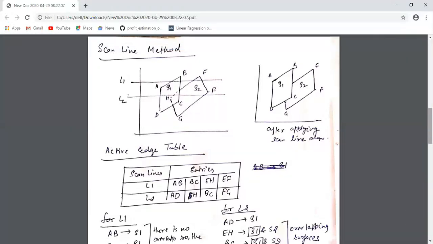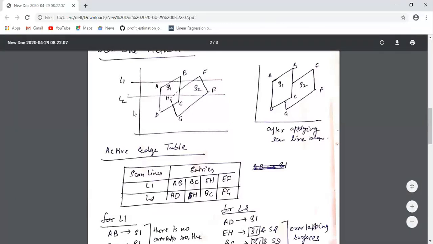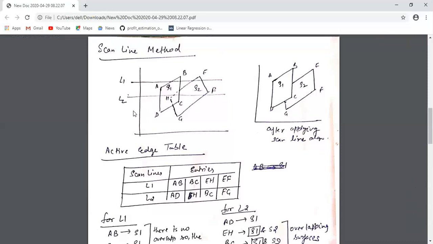So we make such entries. In these entries, we consider all the scan lines. I have chosen only two scan lines, but there may be 3 or 4 or multiple scan lines in the scene. For every scan line, we find out the edges that are active. That means active edges are those edges that have been intersected by the particular scan line. So L1 is intersecting AB, BC, EH and EF, and L2 is intersecting AD, BC, EH and FG.